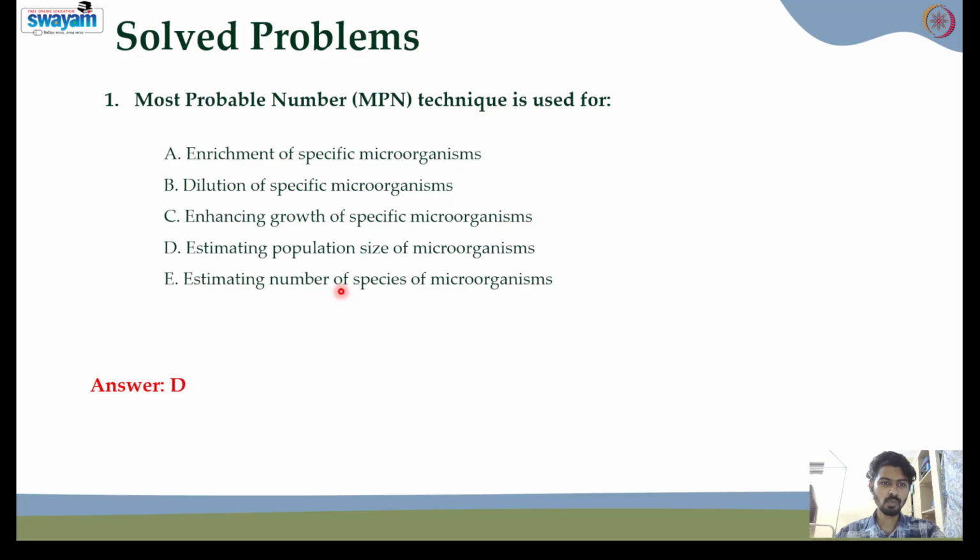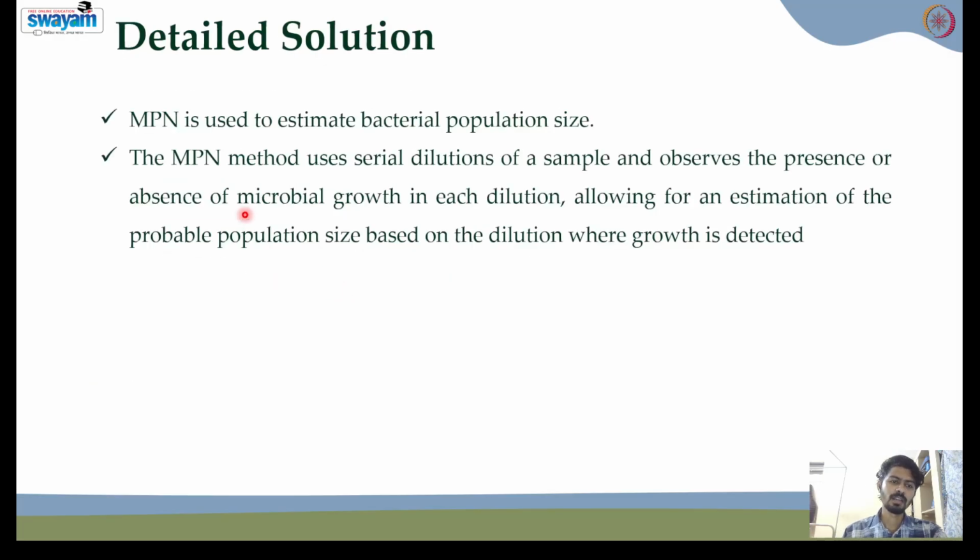We will see the detailed solution now. So first, we have to understand what is MPN. MPN is the method which uses serial dilution of a sample, then observes the presence or absence of microbial growth in each dilution, which allows for the estimation of population size based on the dilution where growth is detected. So by this method, we can estimate the bacterial population size.